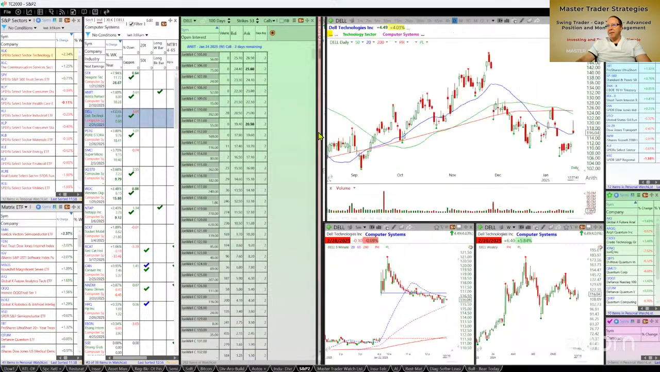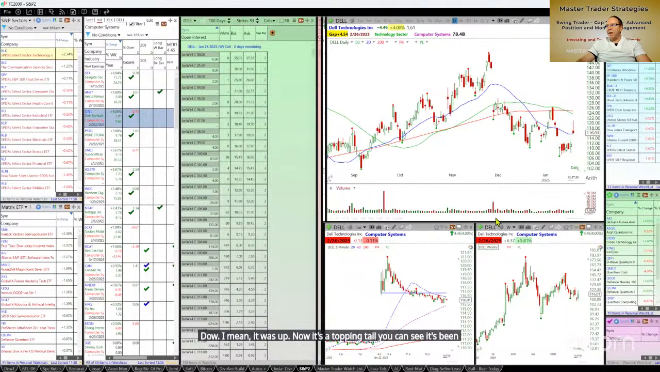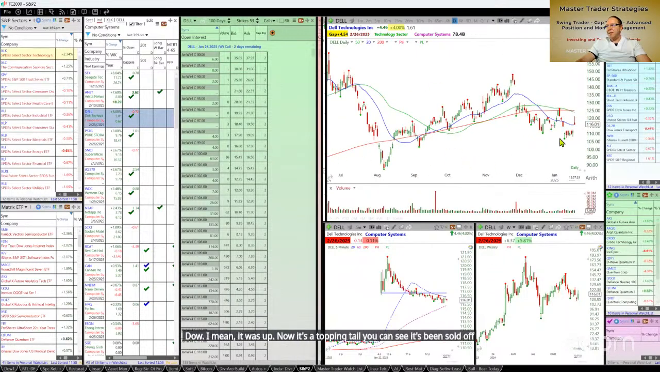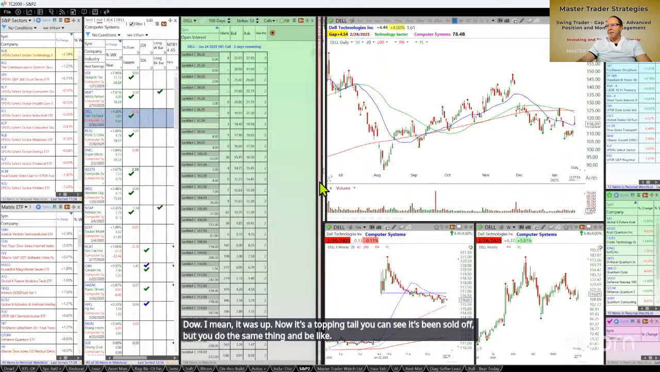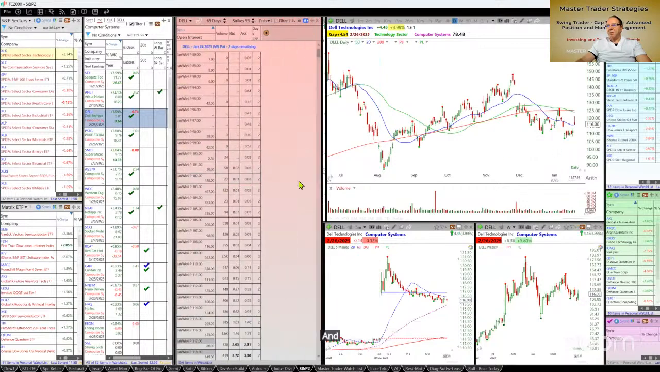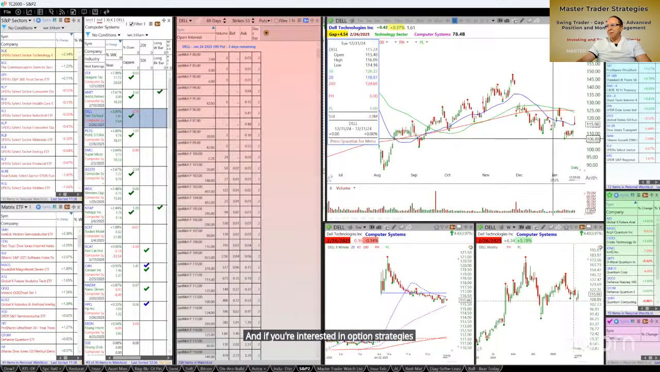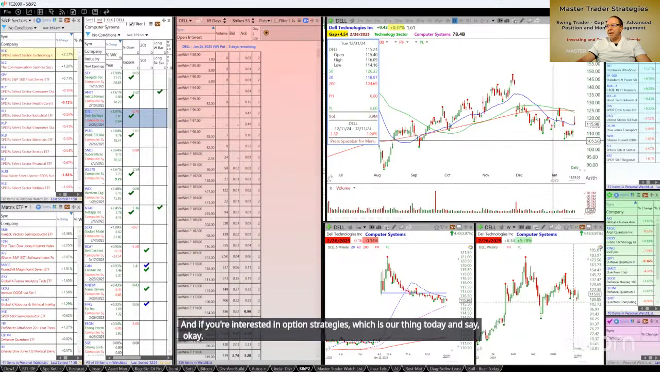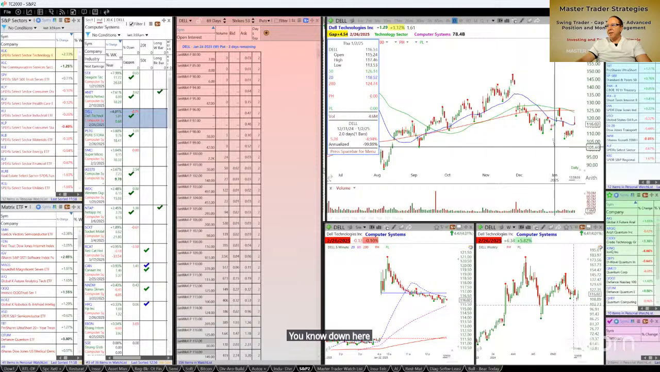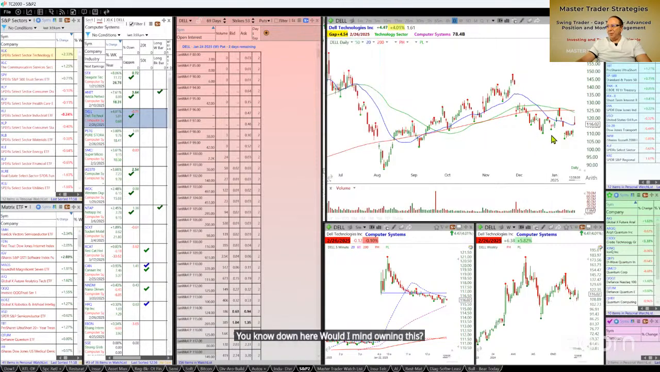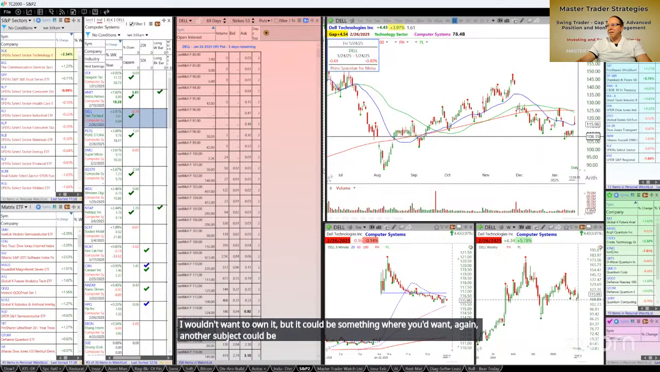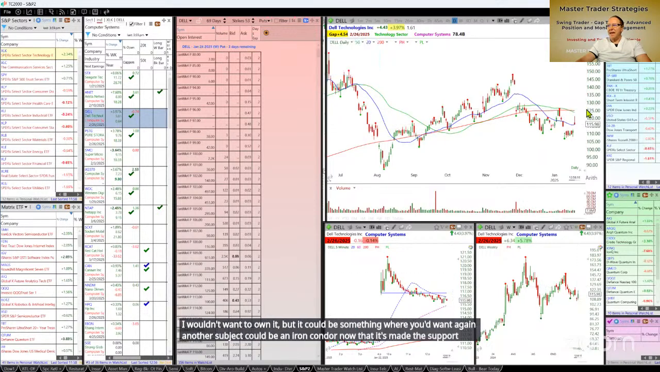Dell. It was up, now it's a topping tail. You can see it's been sold off. But you do the same thing. It'd be like, okay, maybe that's a bottom. And again, if you're interested in option strategies, which is our thing today, you say, down here, would I mind owning this? I wouldn't want to own it, but another subject could be an iron condor. Now that it's made this support and this resistance, it might just hang out here.